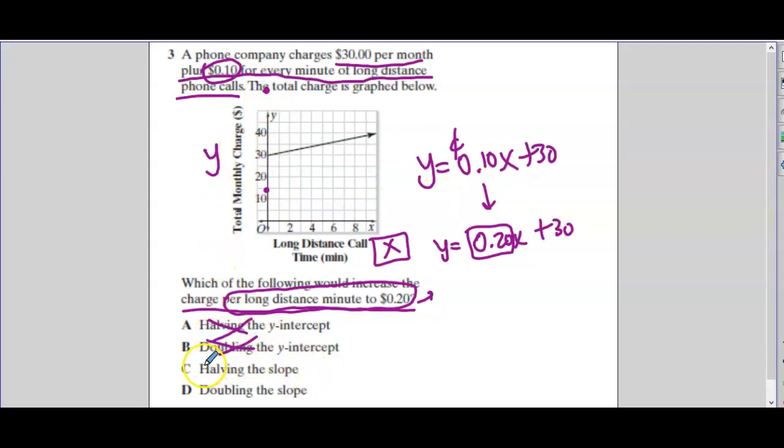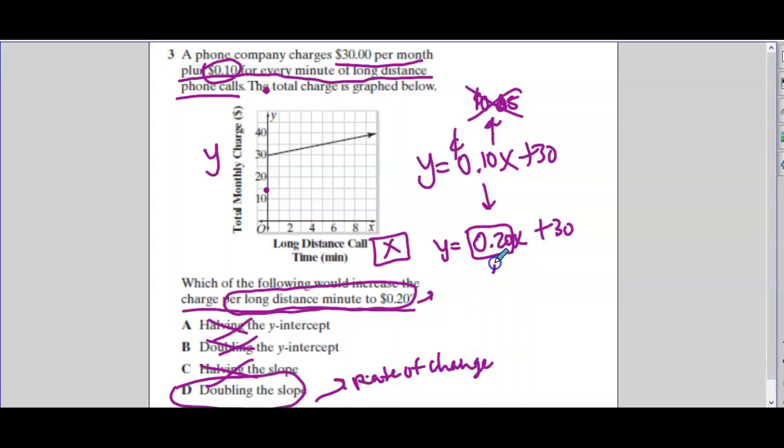I'm not halving the slope, because that would be making this only 5 cents per call, which we would really like. Anytime you can lower the price, that'd be good. But that's not what's happening here. I'm actually doubling the slope, or doubling the rate of change. I'm making that twice as much as what it was right here. And so D is my answer because I'm doubling that slope.